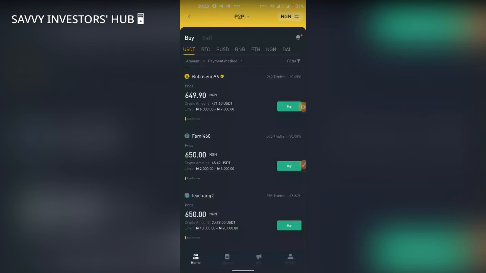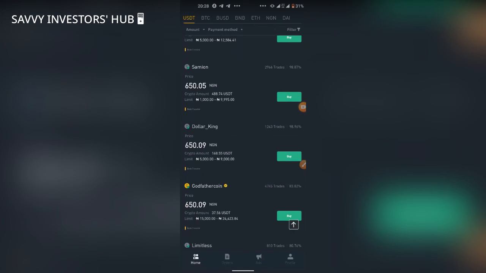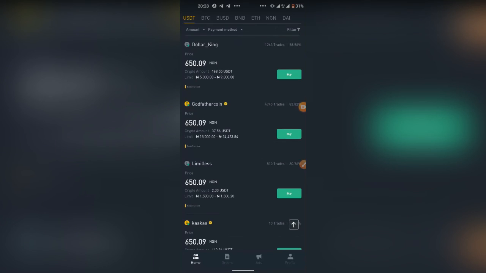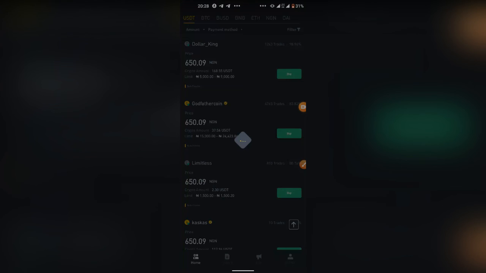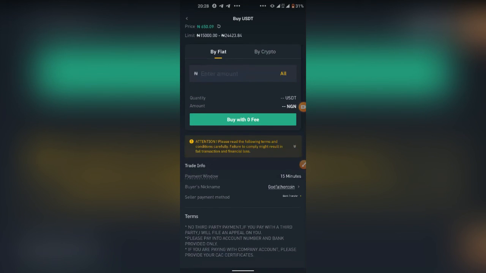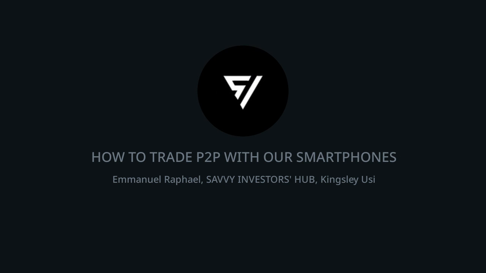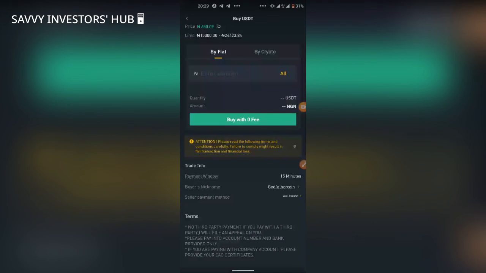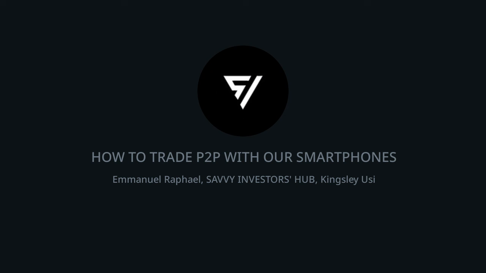So now I can keep going down and down, looking for people that I like or people I've traded with before. Now I'm going to click this guy's advert, Godfather Coin, and read his terms. His terms say no third party payment. If you pay with a third party, he will file an appeal on you. He doesn't support it, so if you want to buy from him, you must use your own account. The details on your account should match the details of the payment account.